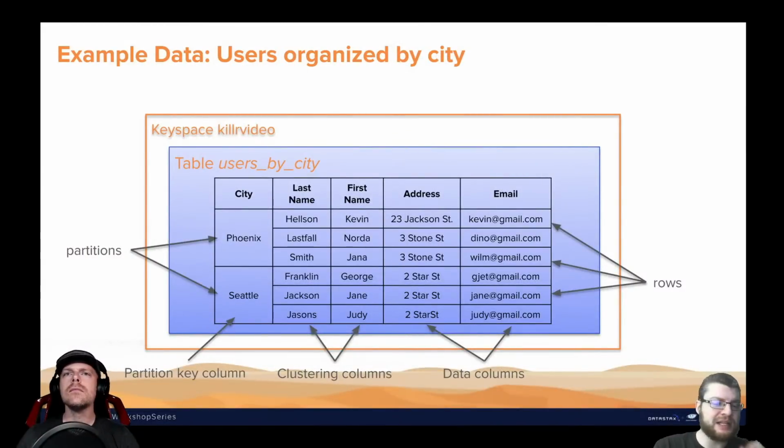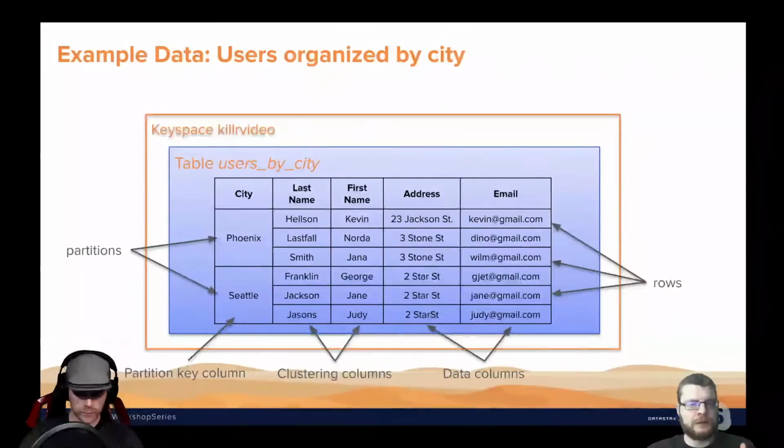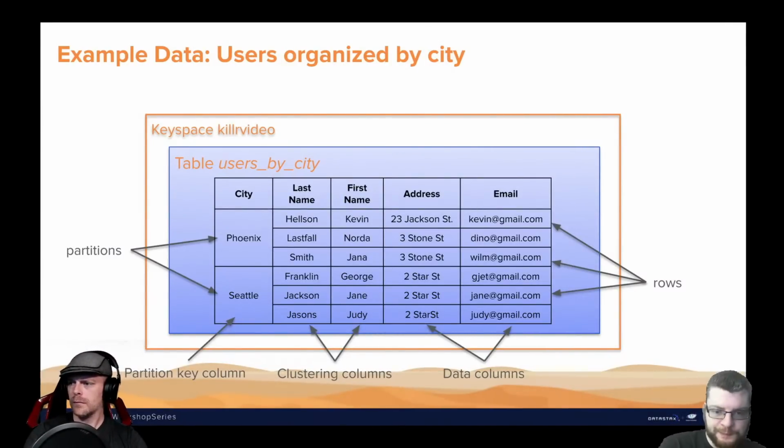Then we have these things called clustering columns. Clustering columns are how you order data within each partition. So within Phoenix, there are these three people, and they are ordered by last name and first name. Pretty simple concept, but where this comes in as a critical component is a little bit down the road when we'll actually start talking about building out these data models and building out these tables to answer questions. Basically, this table is the answer to a specific question. We'll get into what that looks like in a minute here.